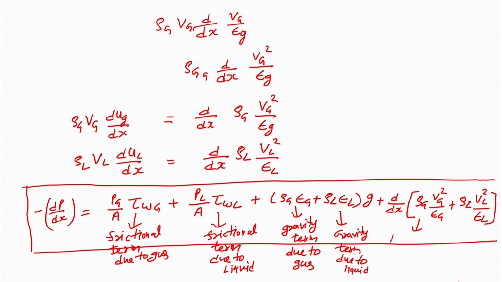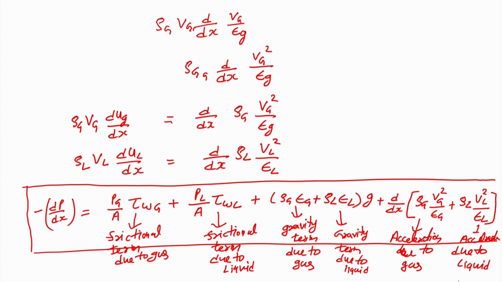This is acceleration due to gas, and acceleration due to liquid. So what we are saying, if the flow is homogeneously mixed, you will see the dp by dx.